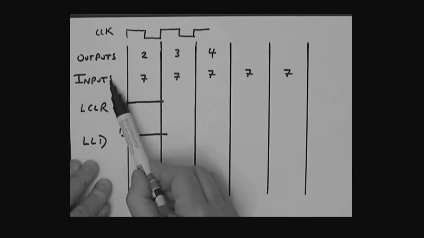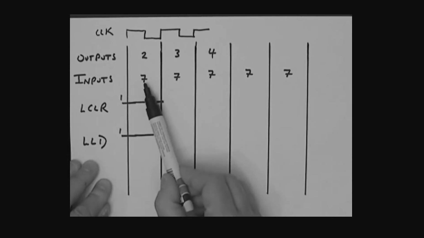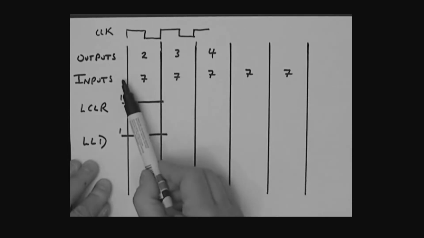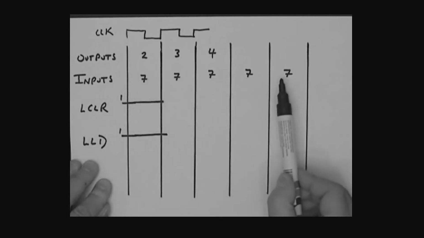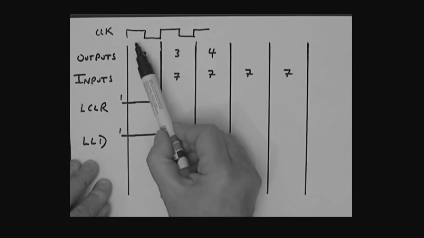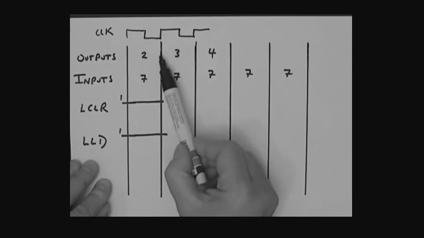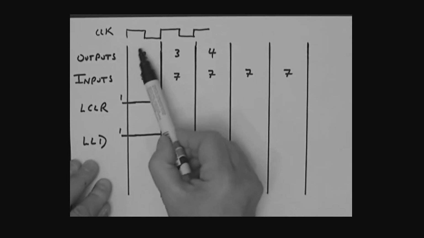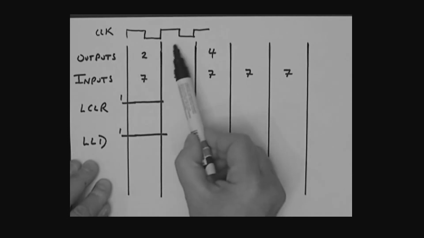As far as the D inputs are concerned, I've got 7 sitting there, and I'm just going to hold 7 on the D inputs. That's all. So here we are. Let's have a look at what's going on. First clock edge comes along. This is sitting at 2 for the Q outputs. We increment, goes to 3.